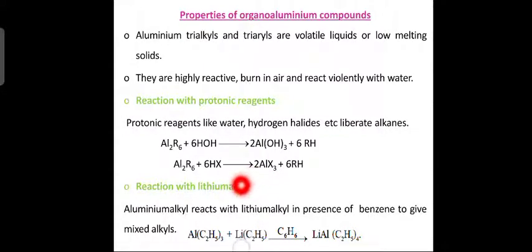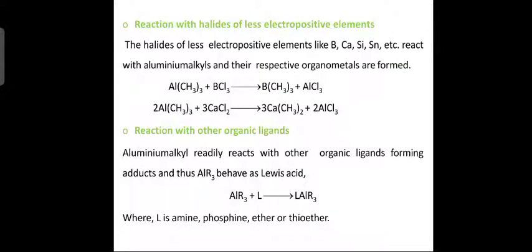Aluminum alkyl reacts with lithium alkyl in the presence of benzene to give mixed alkyls. So triethyl aluminum reacts with ethyl lithium in the presence of benzene to give tetraethyl lithium aluminum. This is an addition compound formed with the 4 ethyl groups. Next slide. The next chemical property is reaction with halides of less electropositive elements.